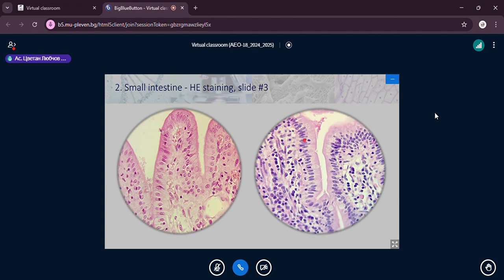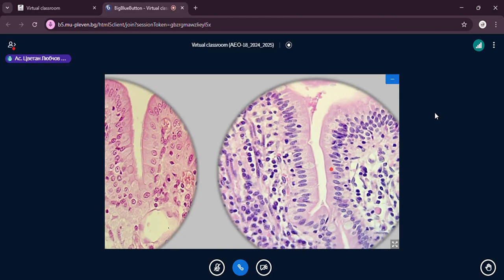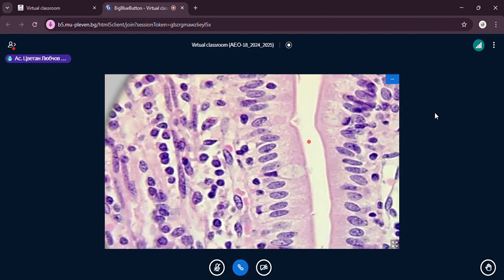We call them simple columnar resorptive epithelial cells. Typical for them, guys, I'm going to zoom in a little bit here, is the presence of this line on the top. Do you see it? This line on the top, guys, is called the brush border, or you can also call it microvilli.